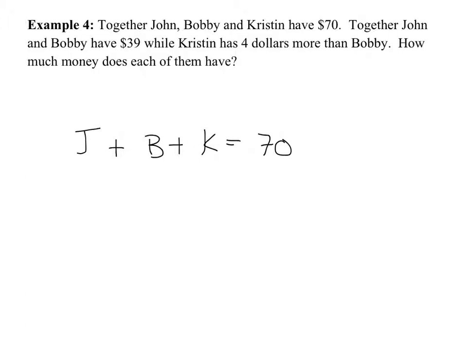Together, John and Bobby have 39. So John plus Bobby equals 39. Notice what I'm doing. What did I do there? You made two separate equations. But what did I do in the second equation? What's obvious that you wouldn't normally write? Why would I do that? I did this on purpose. You left the space so you could see it. You can just see that the K is missing.